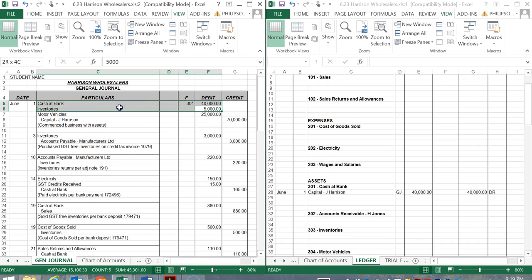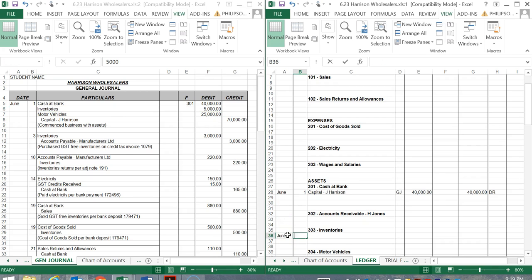Let's get through it. Inventories, $5,000 debit to the inventories account, June 1. $5,000, not 50. In this particular transaction, J. Harrison contributed those inventories, so the narration is Capital J. Harrison.